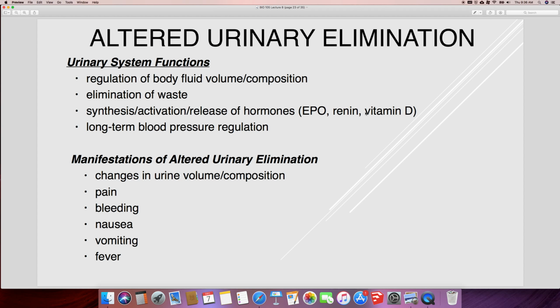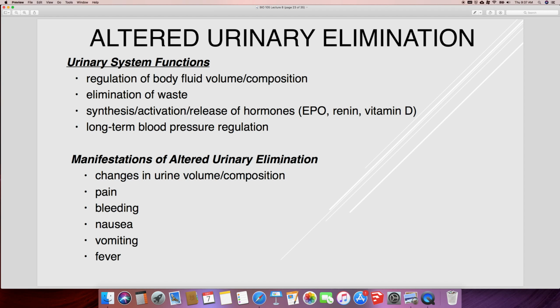Alright, then we talked briefly about the urinary system. The functions of the urinary system, of course, are regulation of body fluid volume and composition, and elimination of waste, like nitrogenous waste, like urea and ammonia. Of course, hormones: the kidney is an important place for synthesis, activation, and release of hormones like erythropoietin, renin, we know what renin does, and vitamin D, which is activated in the kidneys, so really important for endocrine function. And the kidneys are the long-term controllers of blood pressure.